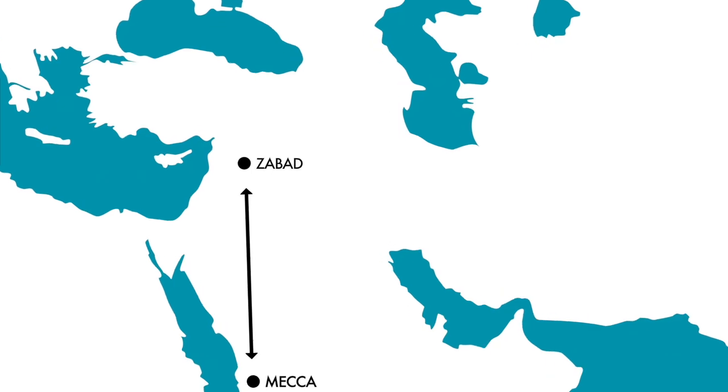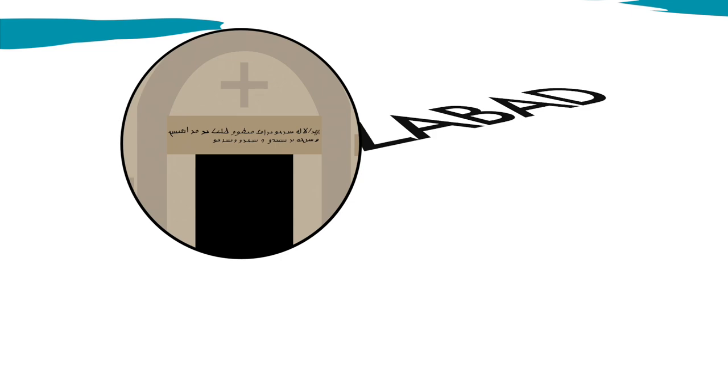a significant distance to be sure. In the year 512 AD, a Christian church was built in Zabad. On the lintel of the entrance portal, a dedication was inscribed in 3 different languages, Greek, Aramaic, and Arabic. It is this Arabic inscription which is the first piece of evidence we have for the alphabet which will later be used to write the Quran.